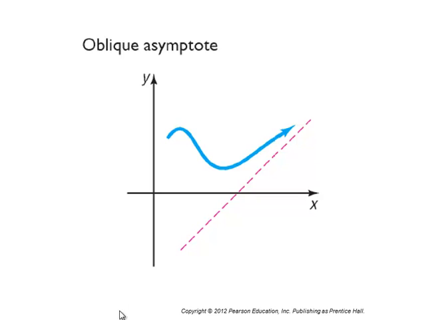So we talked about these oblique asymptotes, sometimes called slant asymptotes, where the function approaches positive or negative infinity along a line. So I'll show you an example here in a minute.